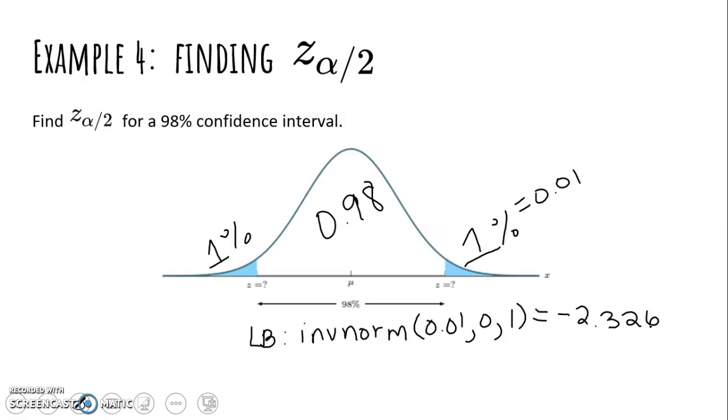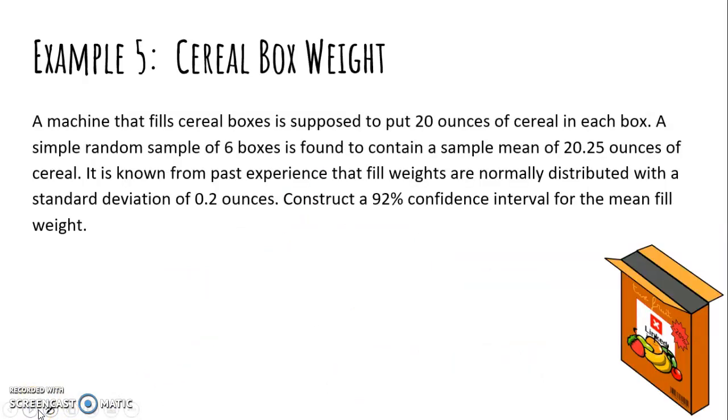Now, you are welcome to do the upper boundary. If you put in the upper boundary, the area to the left of the upper boundary is 0.99, 99%, and you're going to get positive 2.326. It's always going to be the same, but opposites when you're finding the critical value. So you can find either one, as I said. So in this case, the critical value is positive 2.326. Okay, so we're going to stop here, and we're going to pick up with example 5 in the next video.